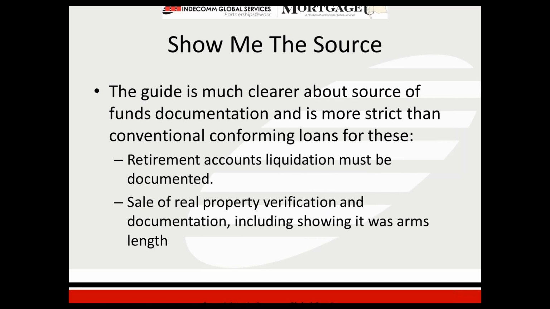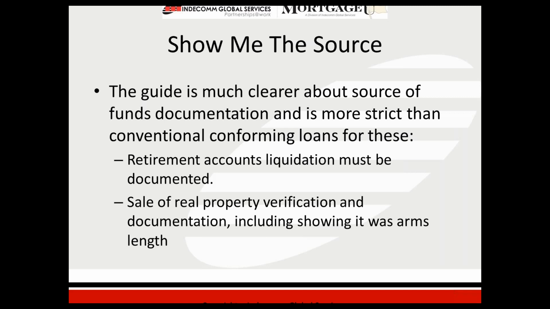Source of funds, you're going to find that with this new 4000 guide, really it's much more strict than a lot of your conventional conforming loans call for, particularly with retirement funds. Over on page 8 of your job aid, if any portion of the asset is required for funds to close, evidence of liquidation is required.